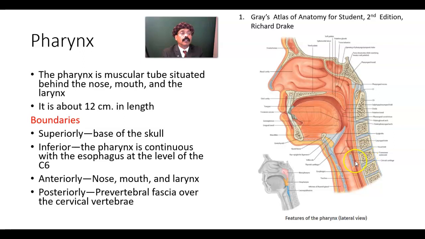Here is the laryngopharynx, behind the larynx. Behind the oral cavity, the oropharynx; behind the nasal cavity, we have the nasopharynx. In the adult, it is around 12 cm in length. Posteriorly, we have the prevertebral fascia over the cervical vertebrae. This is the atlas, axis, second cervical vertebra, third, fourth, fifth, sixth cervical vertebra. From there, we get the beginning of the esophagus.